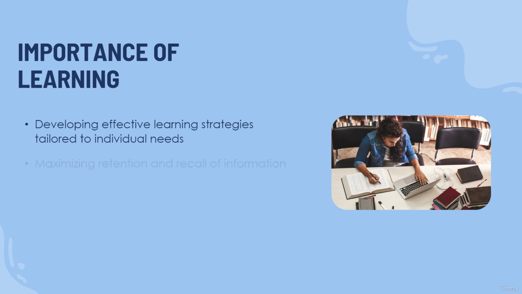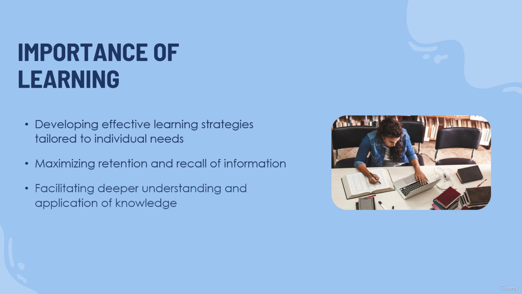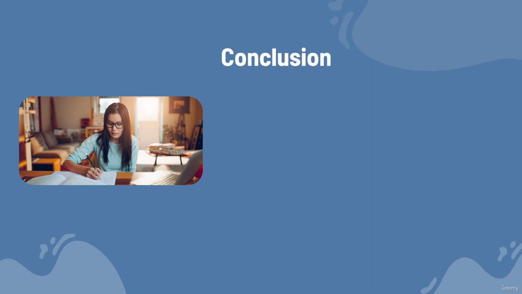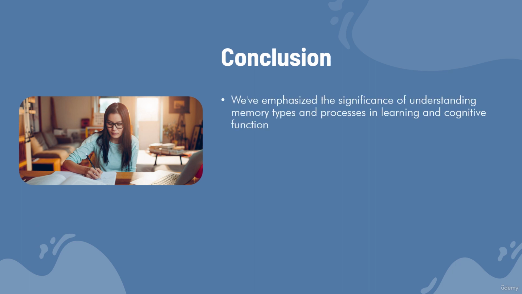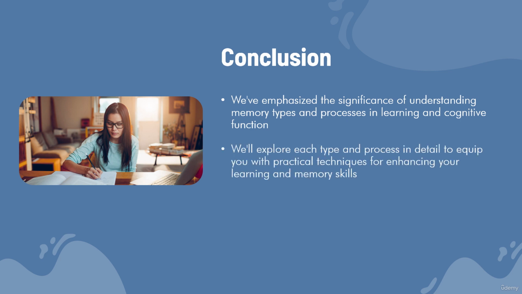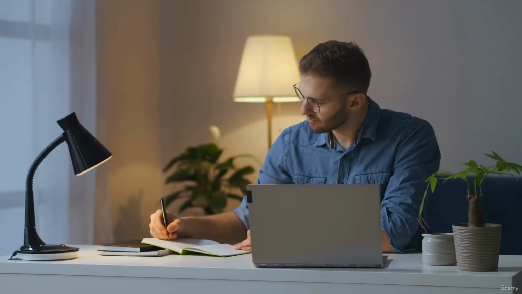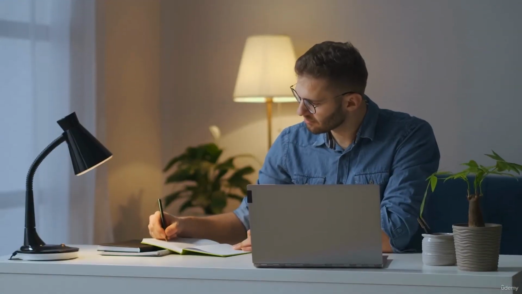Understanding memory types and processes is essential for developing effective learning strategies tailored to individual needs, maximizing retention and recall of information, facilitating deeper understanding and application of knowledge. In this lesson, we've emphasized the significance of understanding memory types and processes in learning and cognitive function. In the following lessons, we'll explore each type and process in detail to equip you with practical techniques for enhancing your learning and memory skills.